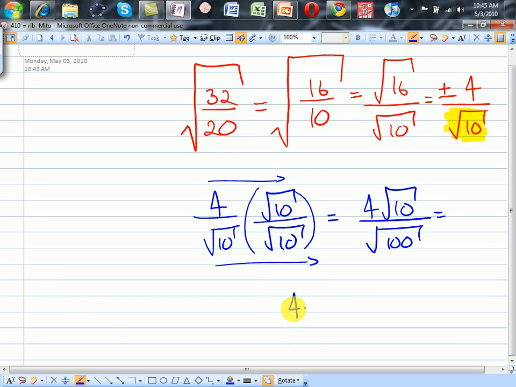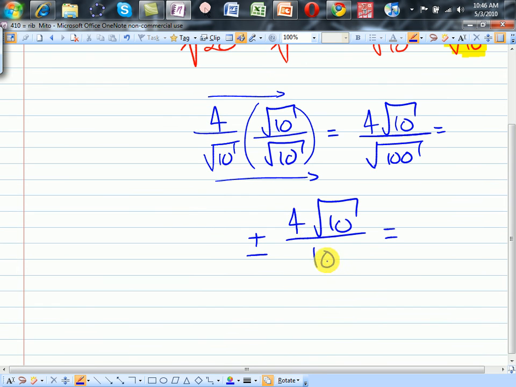And again, that's plus or minus. However, this 4 over 10, we treat that separate from the square root of 10. 4/10 can be reduced to 2/5. So our final answer is plus or minus 2 times the square root of 10 over 5.